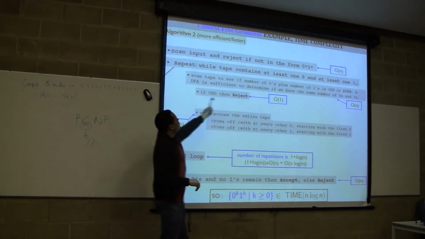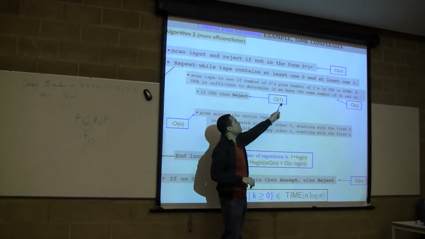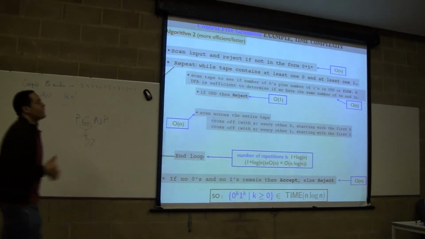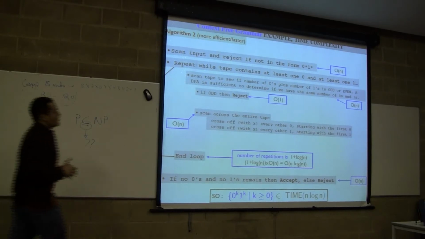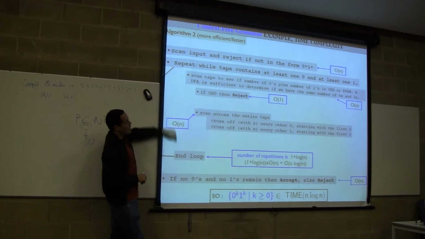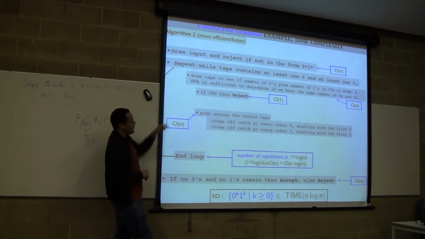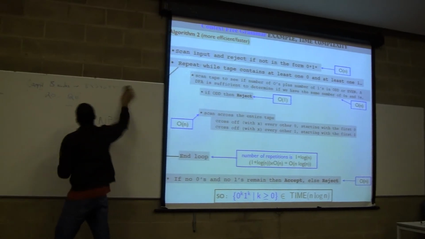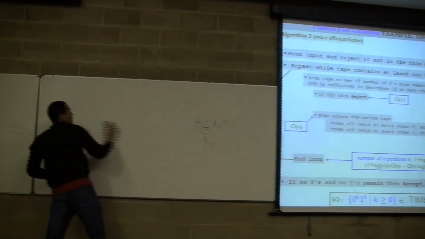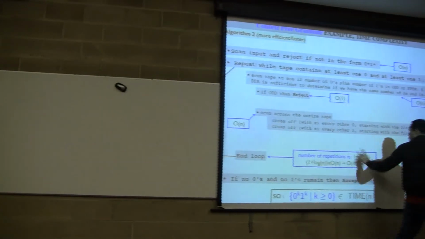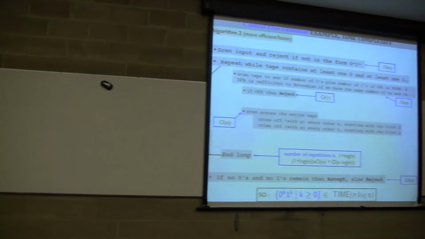Now, this part, which is just the reject, is order 1, so it doesn't depend on the input. Whatever the input is, it's completely irrelevant here. Now, let's look at this part. Scanning and crossing, we know, takes order n, but what we want to understand is how long this loop takes. To do that, let's reanimate what is going on here. So this quantity here is order n, and let's try to understand why that is the case.